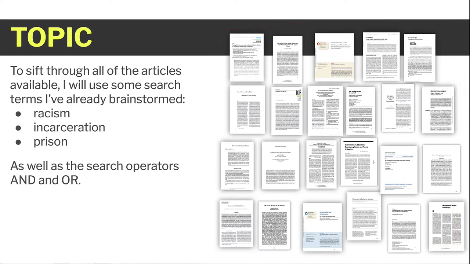so how can I get a list of articles that are relevant? To sift through all of the articles available, I will use some search terms I've already brainstormed: racism, incarceration, and prison. I will also use the search operators AND and OR to connect these terms in a way that will give me the most relevant articles for my topic.